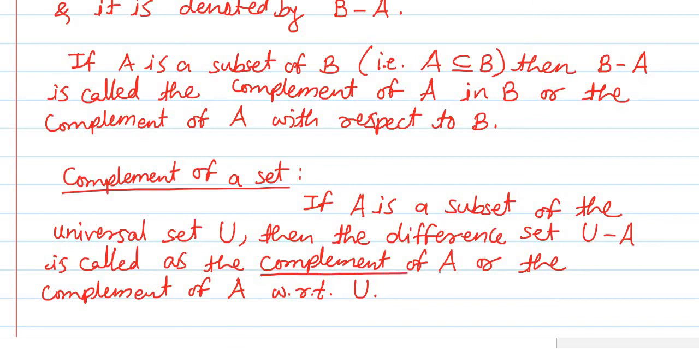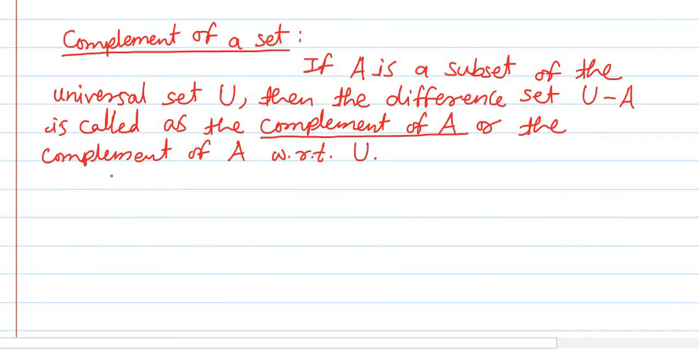So the difference set U minus A is called the complement of A, and it is denoted by A complement. Most of the time we denote it by A complement. Sometimes to denote the complement of A, we also use the notations A bar or A dash. But here in this paper, we are going to use the notation A complement to denote the complement of set A.